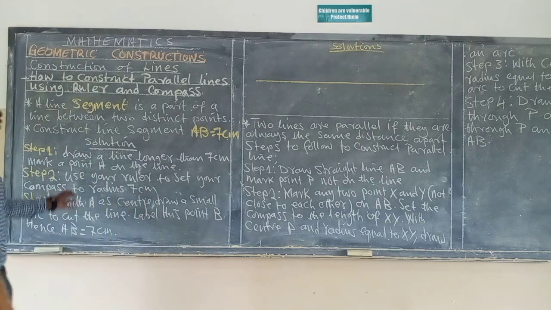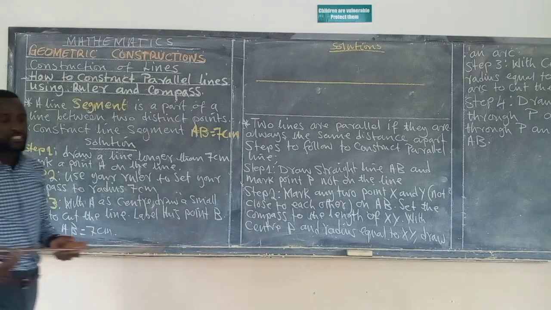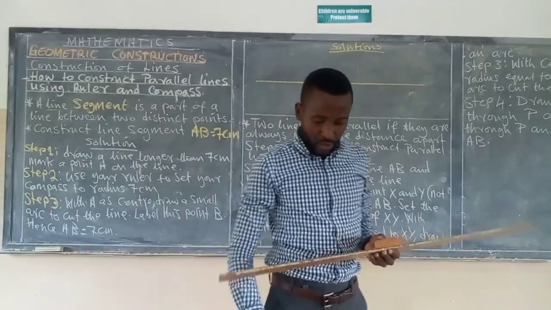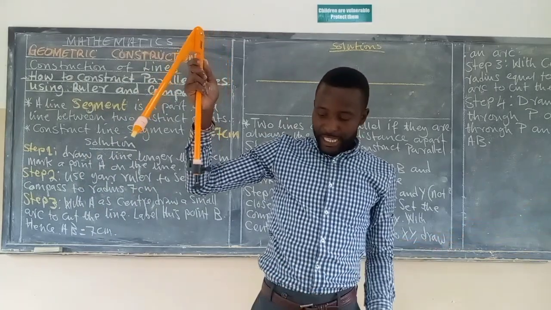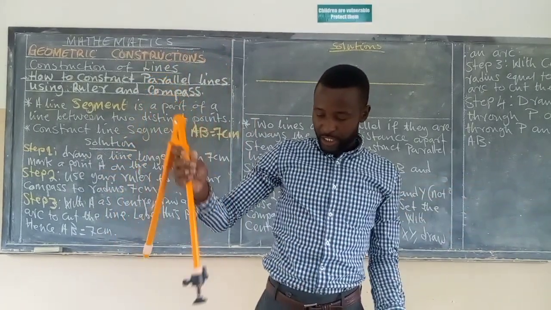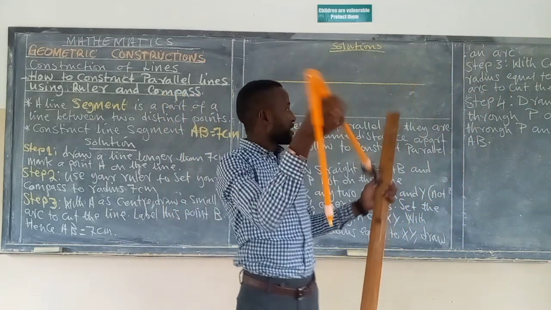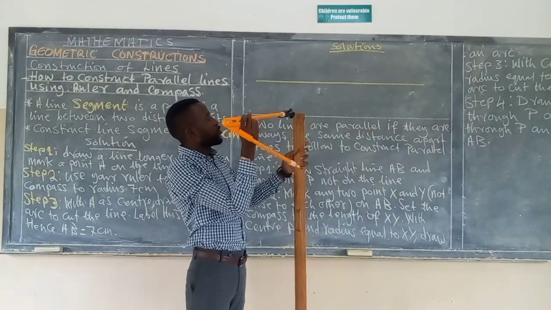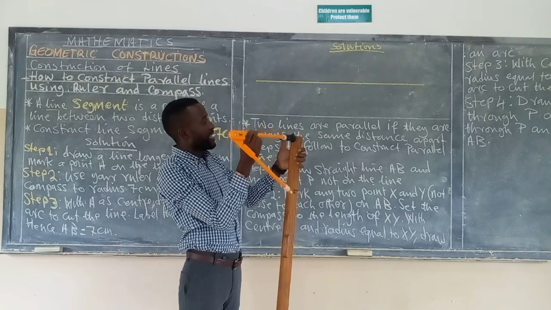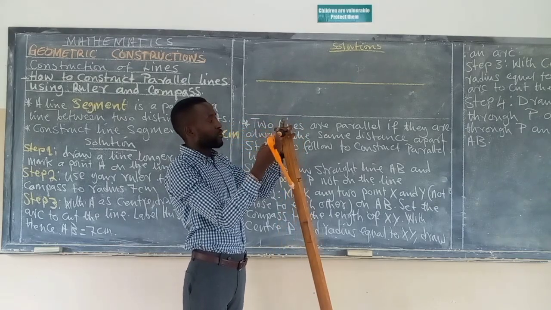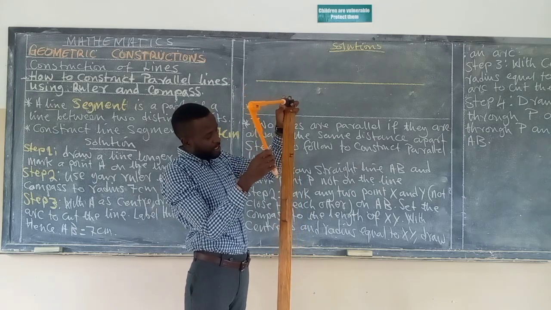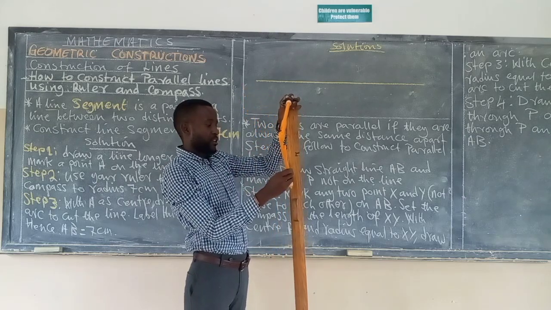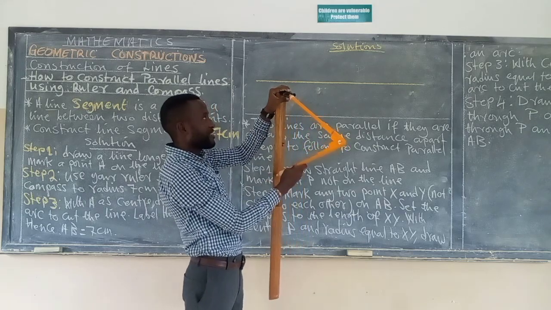Then what is step 2? Use your ruler to set your compass to a radius of 7 centimeter. This is your ruler and this is your compass. Put the sharp pin where 0 is on your ruler, and open your compass to the radius 7 centimeter. This is 7 centimeter here. You see, you have opened to the radius 7 centimeter.